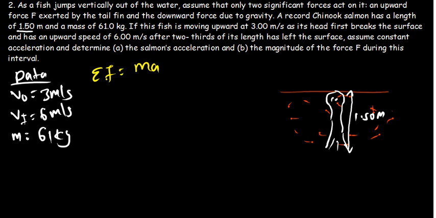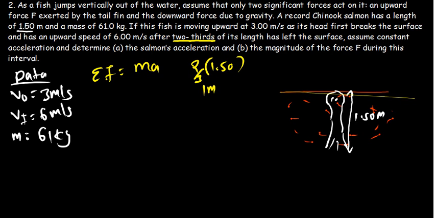Now, since part A is asking about acceleration, it is saying that this fish, immediately after breaking the surface and going up, the portion which was outside was just 2/3 of its length. So what is 2/3 of 1.50? You calculate this and we find that it is 1 meter.